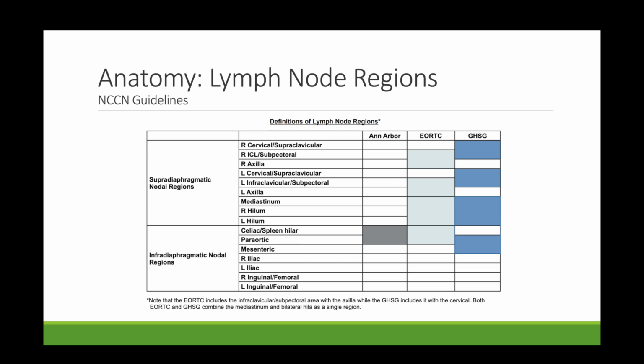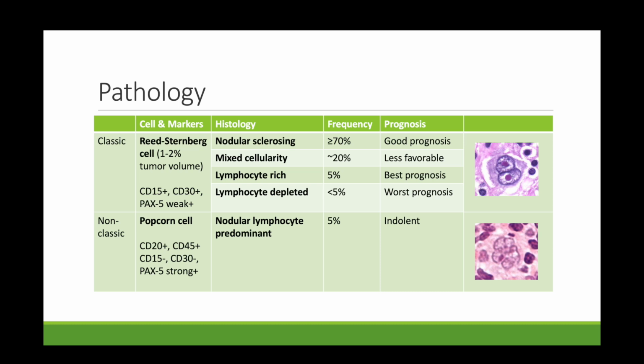And then remember that Ann Arbor separates the mediastinum, the right hilum, and the left hilum. Those are all three separate regions, whereas EORTC and German study groups just lump together the mediastinum and the bilateral hila. That's only one group. So that's probably the most important takeaway. And then the other thing I'll mention real quickly is that Waldeyer's ring as well as the spleen are considered extranodal for staging purposes.